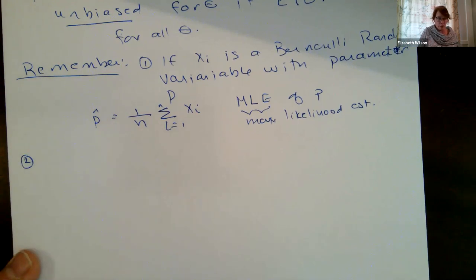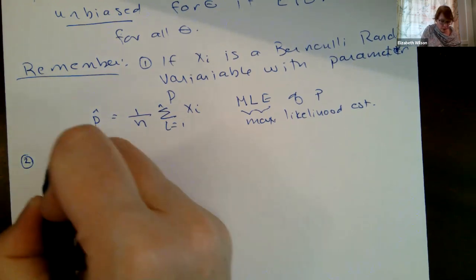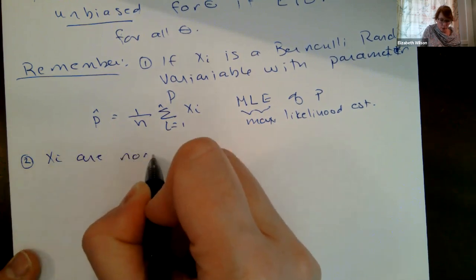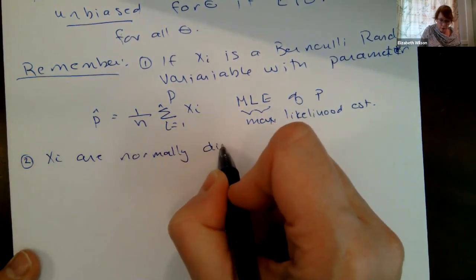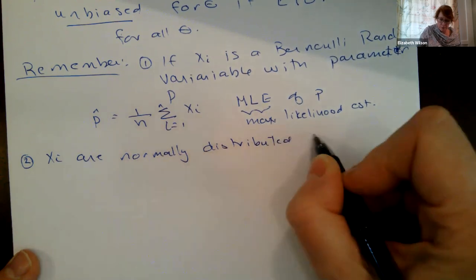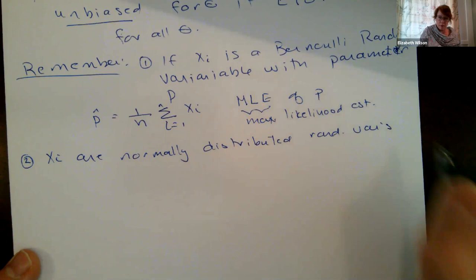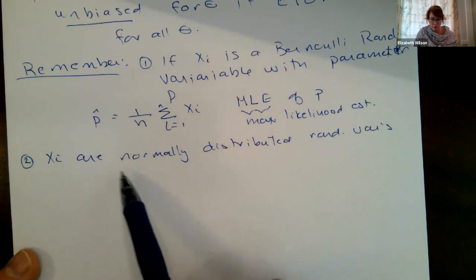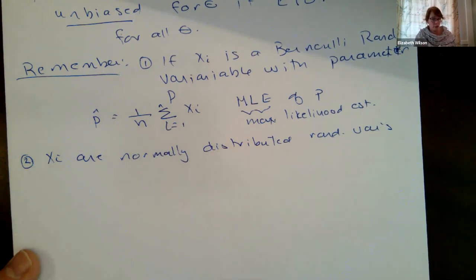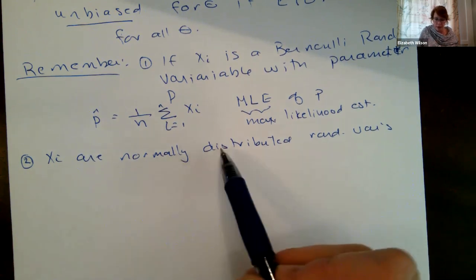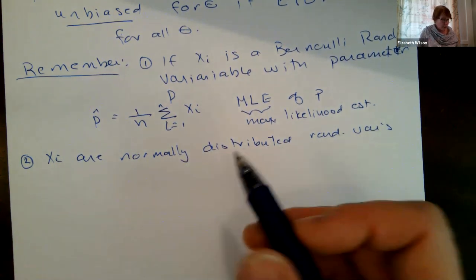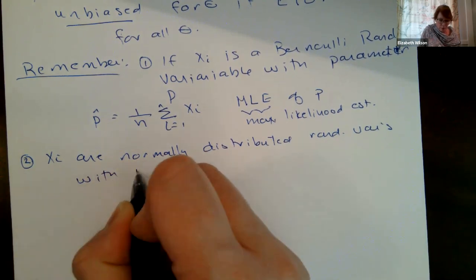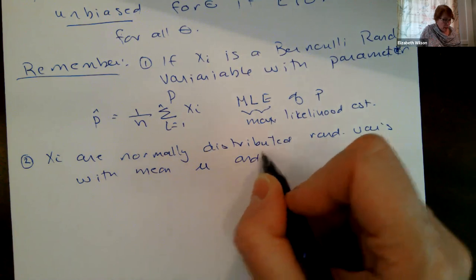Let's talk about continuous. If we have a continuous random variable, let's say x sub i are normally distributed random variables. Remember, if it's Bernoulli, it's discrete, which means I use summation. If it's normally distributed, it's continuous, so I use integrals. Summations are the same thing as integrals except with discrete values. So x sub i are continuous random variables with mean mu and variance sigma squared.